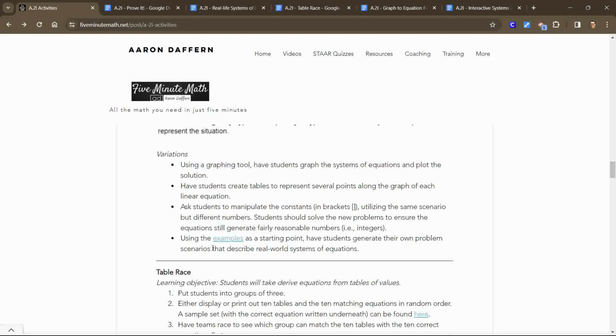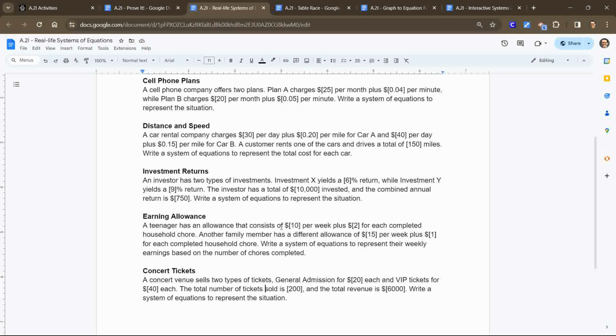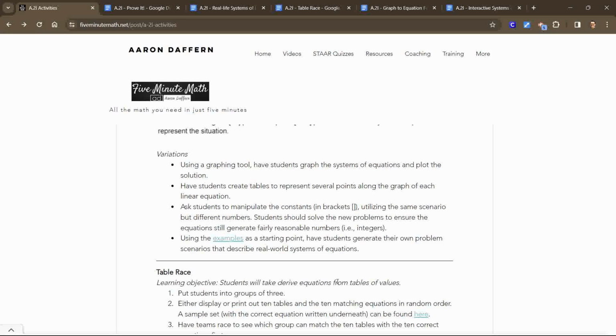Now, what are some variations? Use a graphing tool, have students graph the system of equations and plot the solution. You can have them create tables, which, right, none of this here has any tables. You're just writing systems of equations, but maybe you want to have them generate tables to represent several points along the graph. Have students manipulate the constants, right? Those are the brackets, utilizing the same scenario but different numbers.